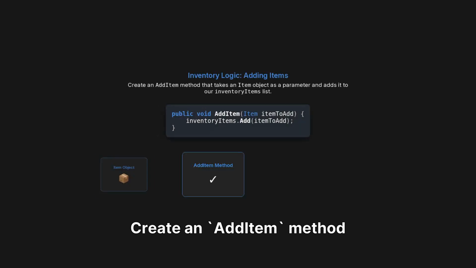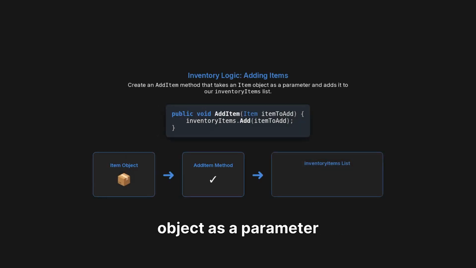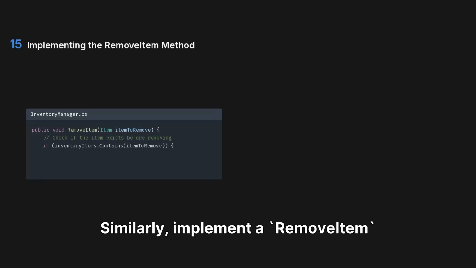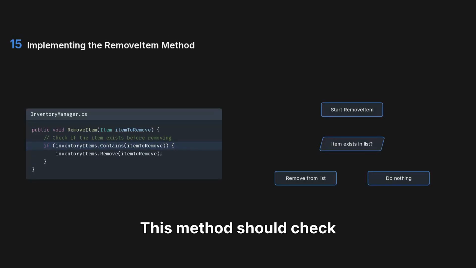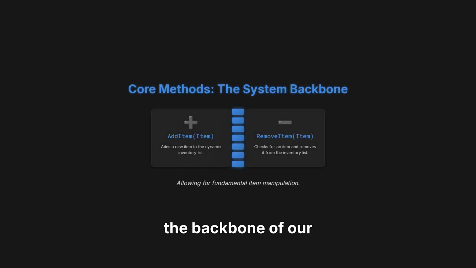Create an AddItem method that takes an Item object as a parameter and adds it to our inventoryItems list. Similarly, implement a RemoveItem method. This method should check if the item exists before attempting to remove it from the list. These core methods form the backbone of our inventory system, allowing for fundamental item manipulation.